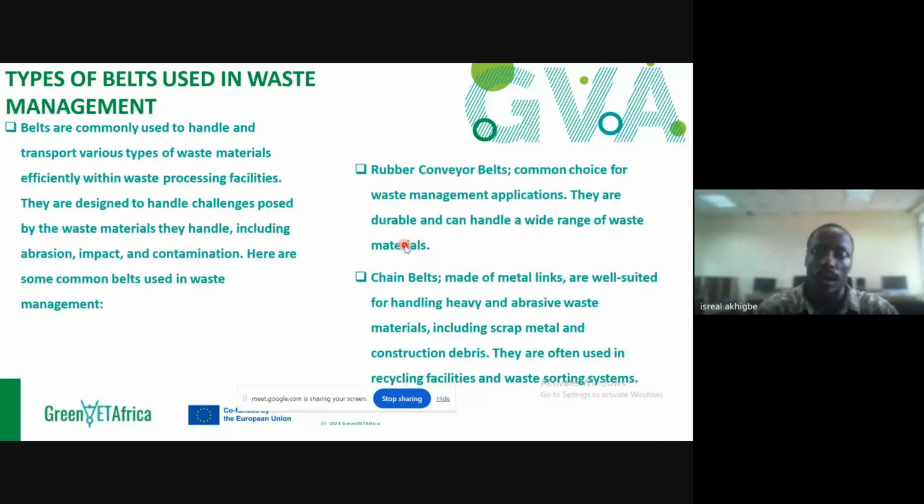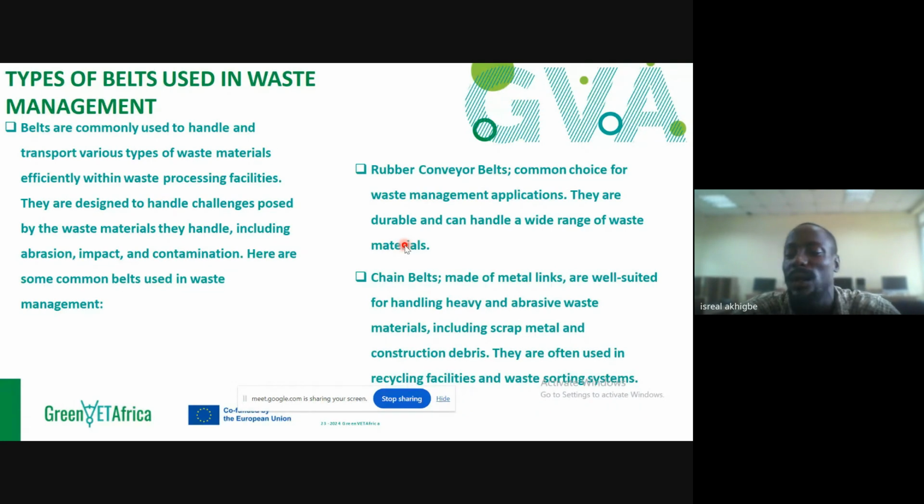Now that's what brought us to this side. Chain belts are made of metal links and are well suited for handling heavy and abrasive waste. Waste comes in different shapes, solid forms, and as a matter of fact, different compositions. One can be tough, one can be very hard, just different makeups. So this chain belt is for us to handle much tougher and more rigorous waste processes, transporting waste from one point to another. They are well suited for handling heavy and abrasive waste material, including scrap metals.